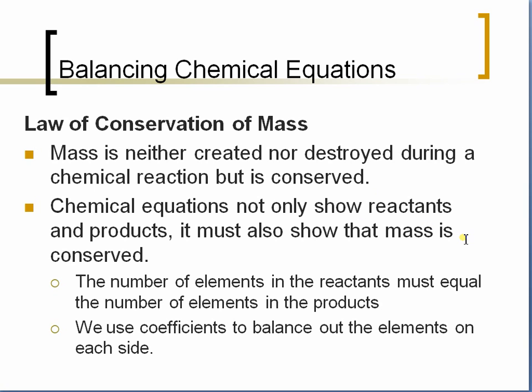So what that really means in a nutshell is that the number of elements in the reactants always equals the number of elements in the products. And we will use something called coefficients to balance it out. So let's do a very easy example.